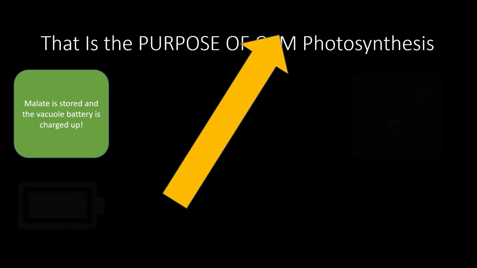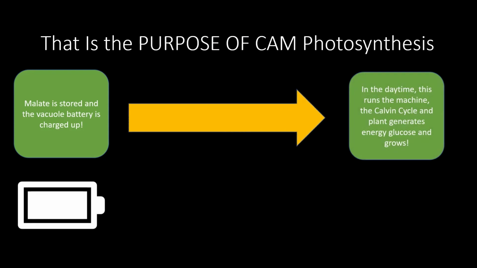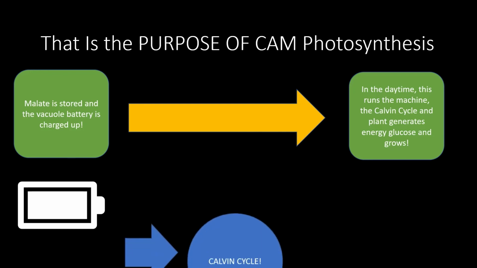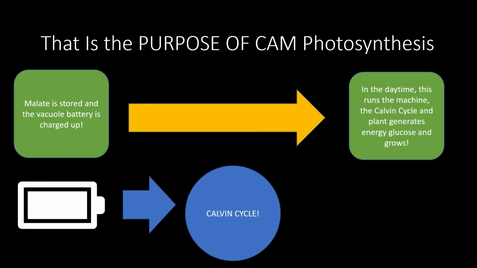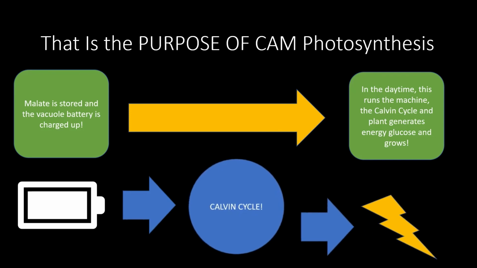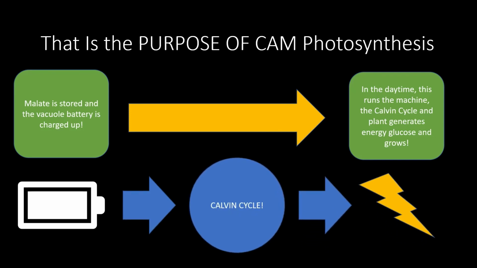So you fully charge up this battery with malate, which is holding on to CO2, and in the daytime, you can use this malate to run the Calvin cycle, and then the plant would generate energy, which would be glucose, and it grows. So that works into the Calvin cycle at daytime. And that's kind of CAM photosynthesis in a nutshell.